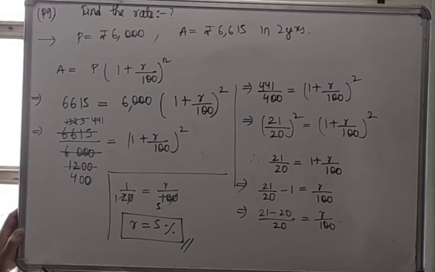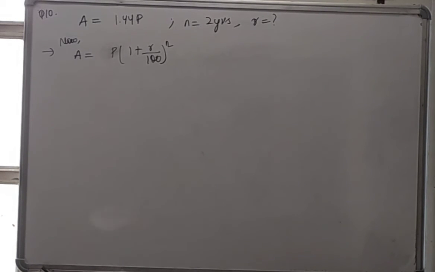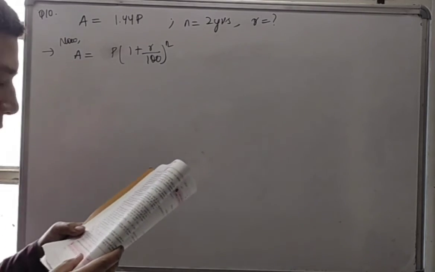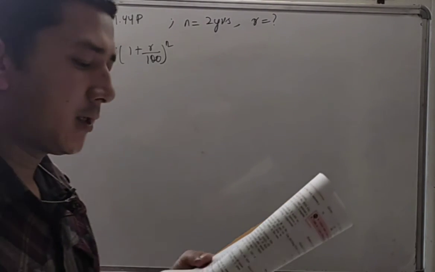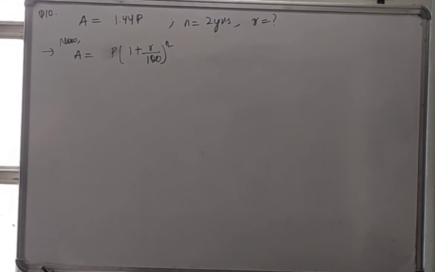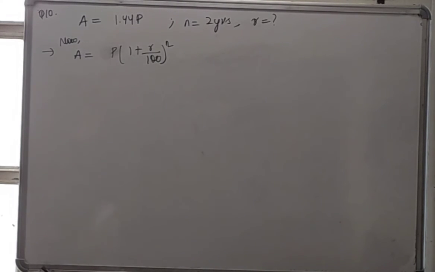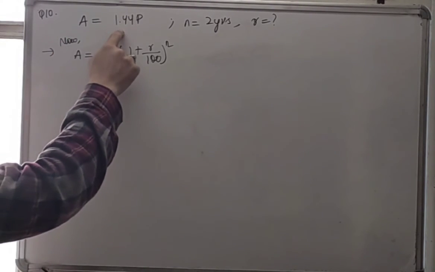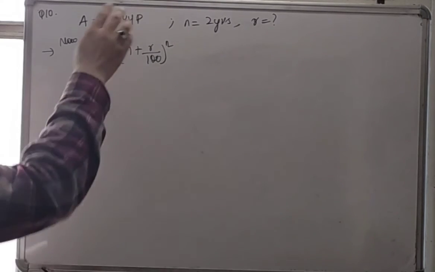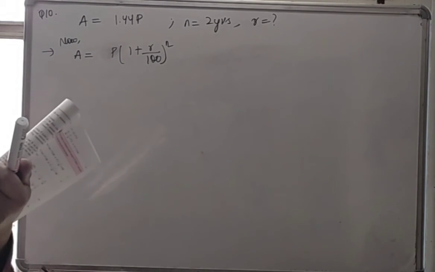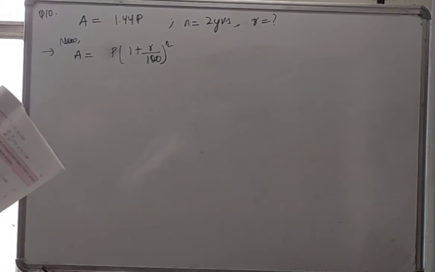Pause the video and note it down. Alright boys, the next sum, or the last sum for today's class, is question number 10. The question says, at what rate % compound interest does a sum of money become 1.44 times itself? So a sum of money becomes 1.44 times itself means the amount is 1.44 into P.